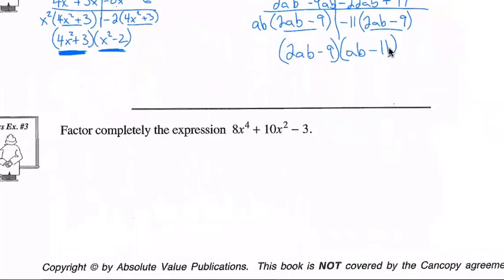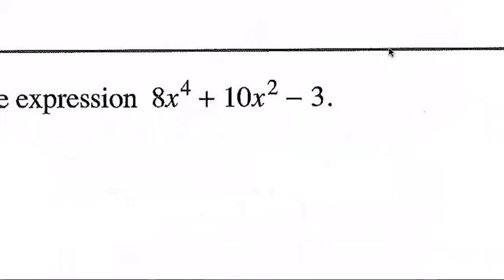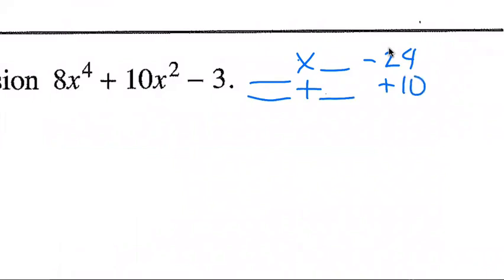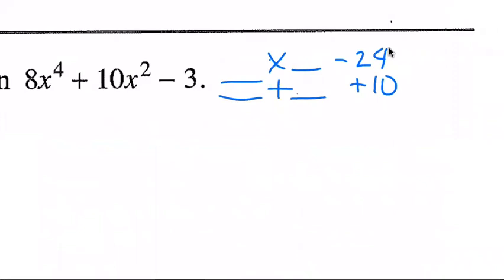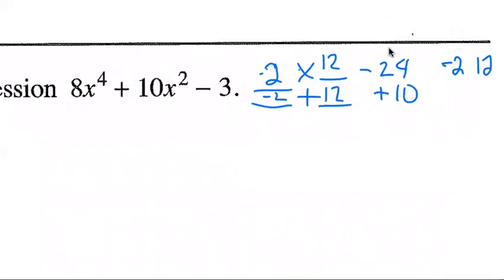Factor completely the expression 8x to the fourth plus 10x squared minus 3. So I'm going to look for two numbers that multiply together to give negative 24 and add together to give plus 10. Negative 2, positive 12. Negative 2 times positive 12 gives me negative 24, and negative 2 plus positive 12 gives me positive 10. There we go. So I'm going to decompose my middle term.